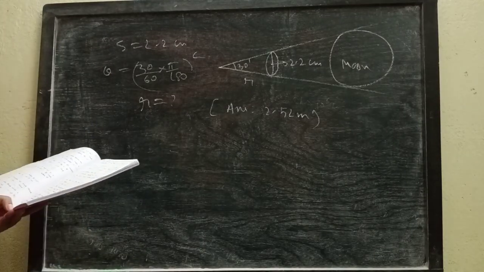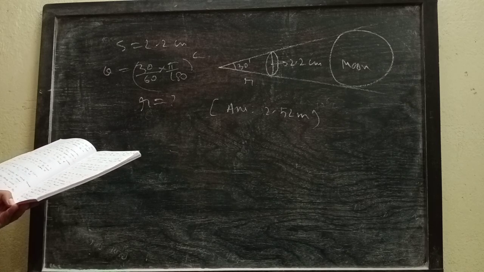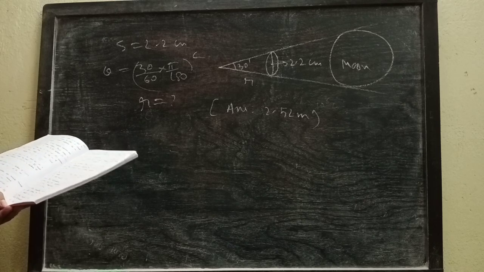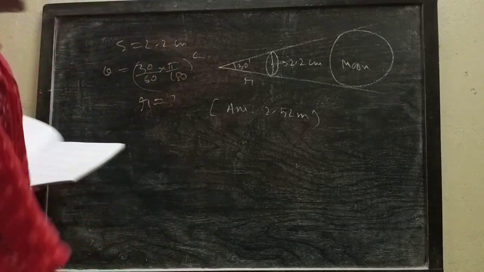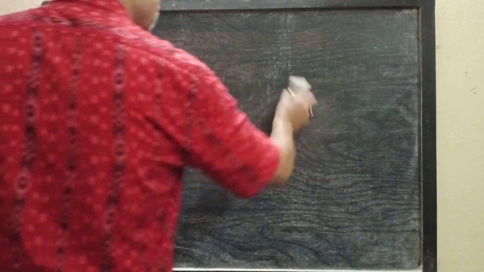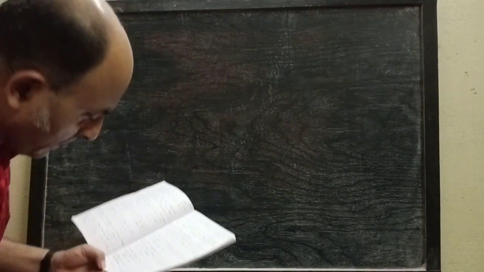Next question. The moon's distance from the earth is 36 into 10 to the power 4 kilometer and its diameter subtends an angle of 31 minutes at the eye of the observer. Find the diameter of the moon. Same problem as the case of the sun. This will also be given to you as homework.